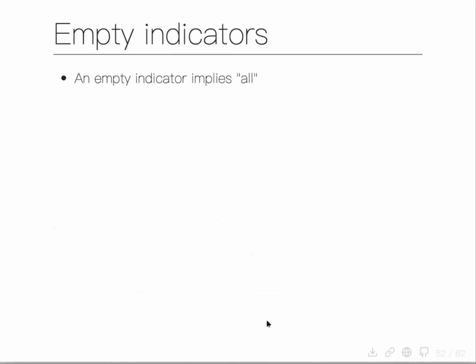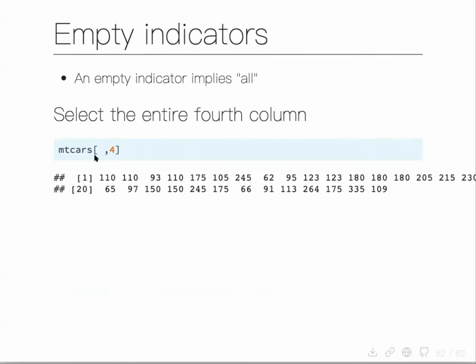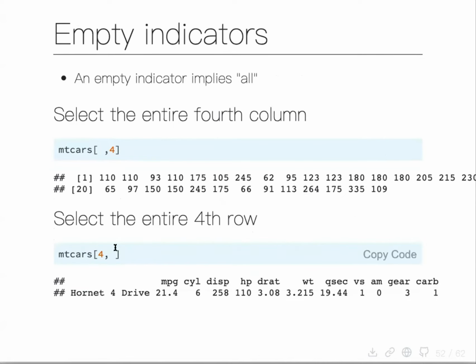All right. Empty indicators mean all. So if I say mtcars, empty, comma 4, that's going to say all rows for the 4th column. Okay, and here's the same thing, the 4th row for all columns.